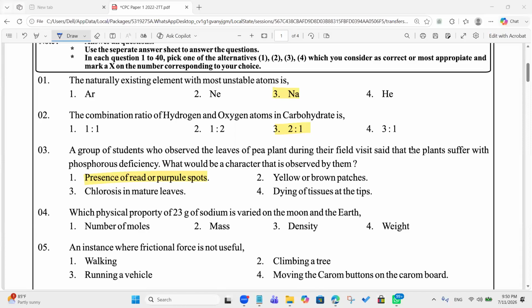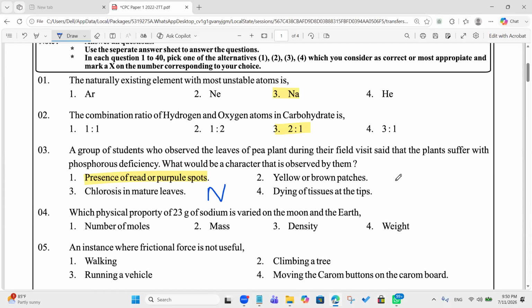Yes, Samay? No idea? Okay, I will help. It's due to nitrogen deficiency. If I ask chlorosis in tender leaves, no answer. It's due to iron deficiency.